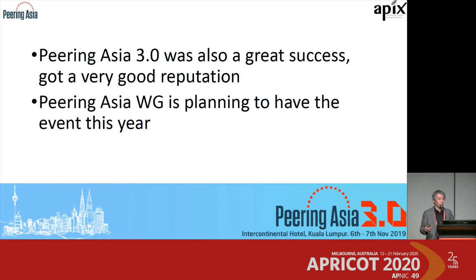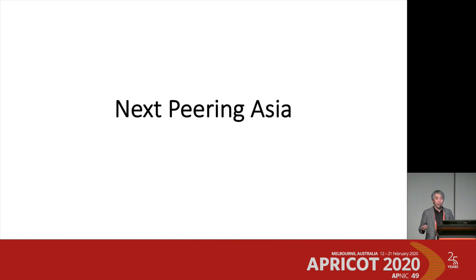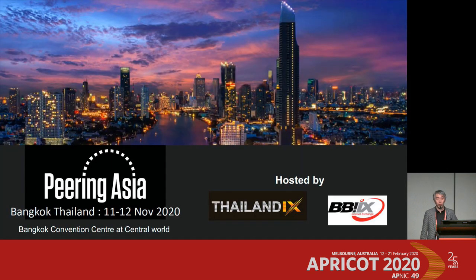The working group is planning to have the event this year, 2020. The next Peering Asia will be held in Bangkok, Thailand, hosted by the Thailand IX, THIX, and BBIX. The date is 11th to 12th November. So please mark your calendar and plan your business trip. In the autumn, maybe the new disease situation will have settled down, so please plan to join Peering Asia.